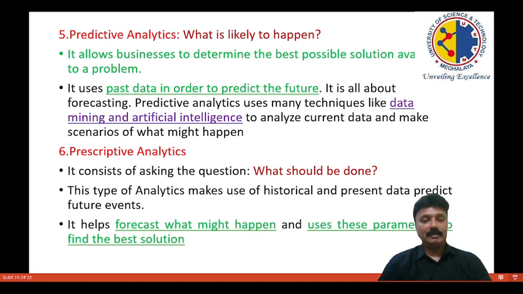Then the prescriptive analytics. It consists of questions like what should be done, how we need to proceed, what exactly to proceed. So that question will be raised at this moment of prescriptive analytics. This type of analytics makes use of historical and present data to predict future events. It helps forecast what might happen and uses the parameters to find the best solution.